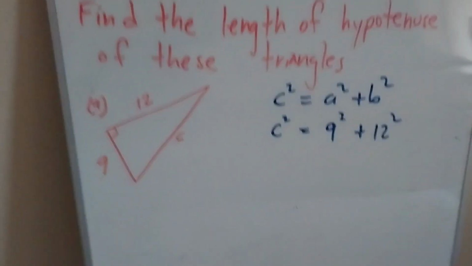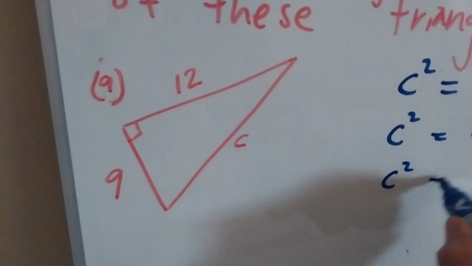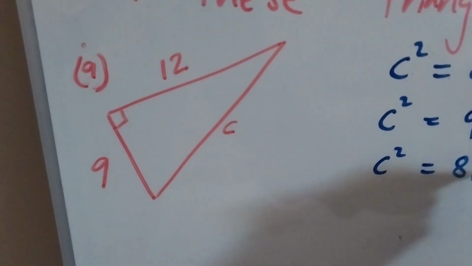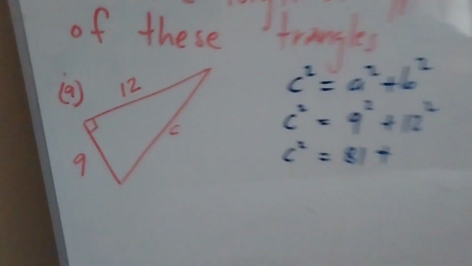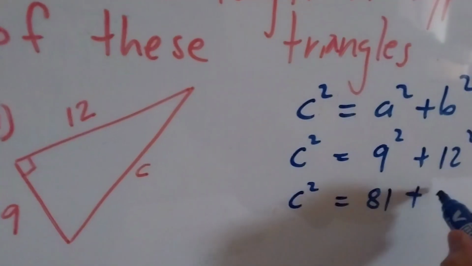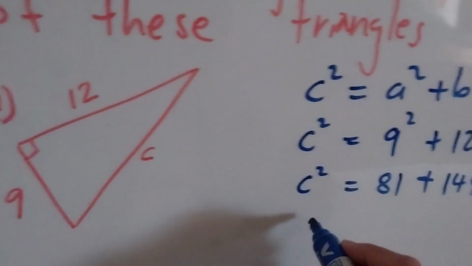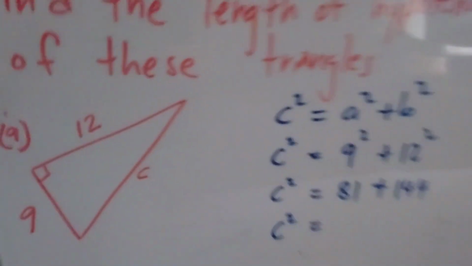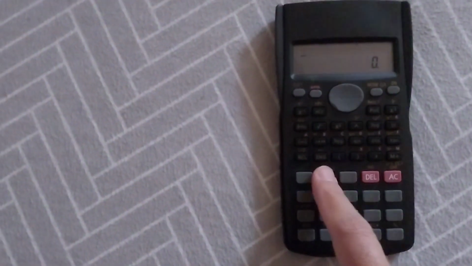the second step. Now, C squared would be equal to 9 squared is 81. 9 squared is 9 times 9. And then 12 squared is 144. So the value C squared is going to be equal to 81 plus 144. So now on the calculator, 81 plus 144 equals 225.